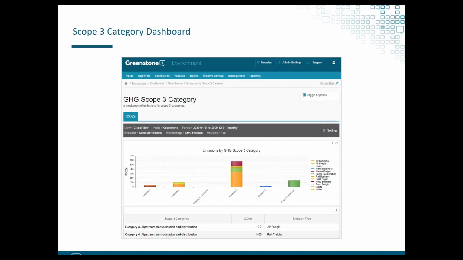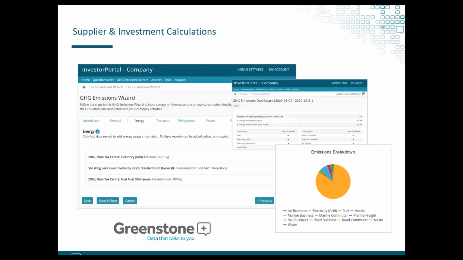And so I just show you an example here of the Scope 3 category dashboard, showing the different types of emissions assigned to each category. So we can see across multiple categories and the breakdown of the emission sources for each one. And here we can see an example of the supplier or portfolio company, their data entry wizards that cover all of the emission sources and the immediate outputs available from those calculations.